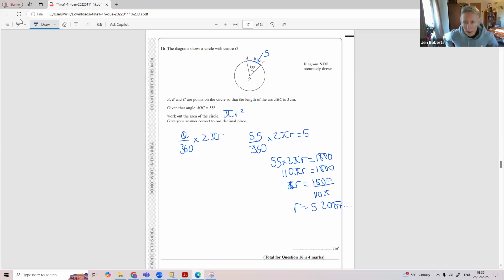So what's your area of a circle? Pi times that 5.2 squared. When I work out the answer, I'm just going to carry that whole other answer forward. So I'm going to do pi times answer squared to one decimal place, 85.2. It does say on the mark scheme, allow 84.9 to 85.4.